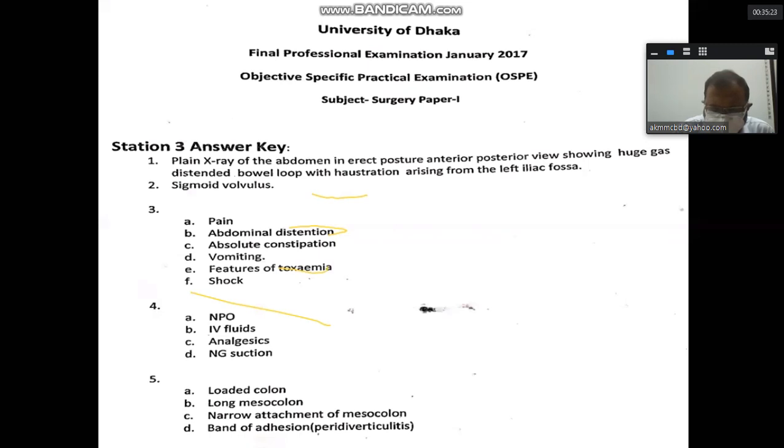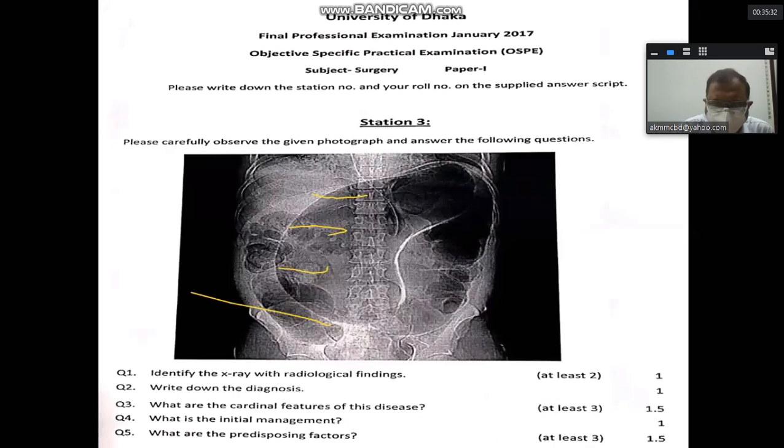These are the predisposing factors or cause of sigmoid volvulus. Any question regarding this station? No sir.